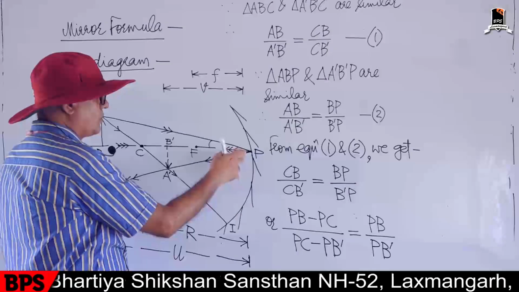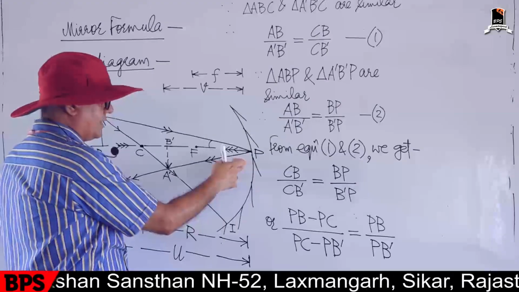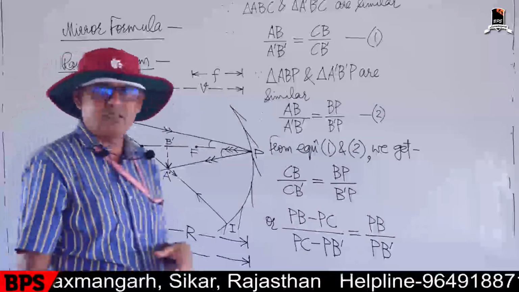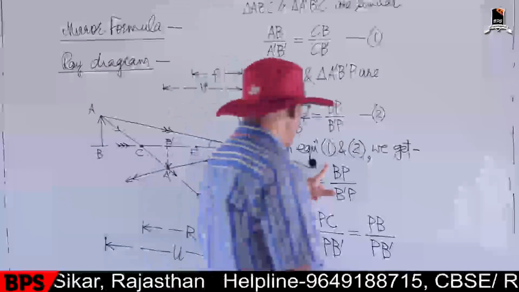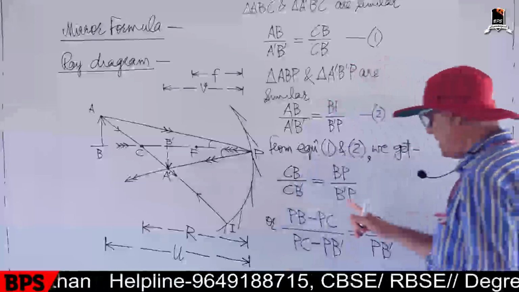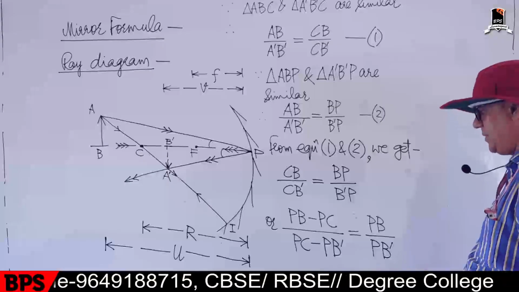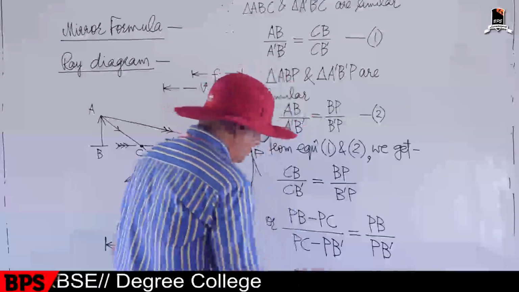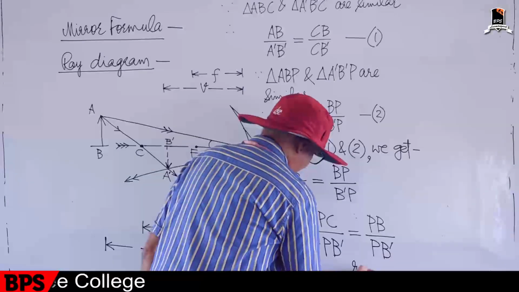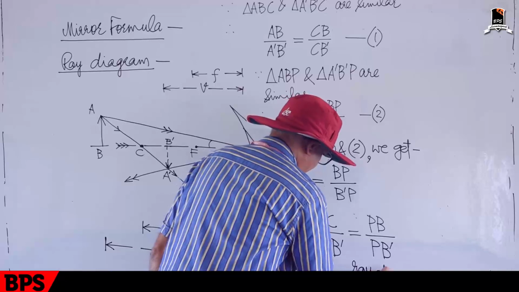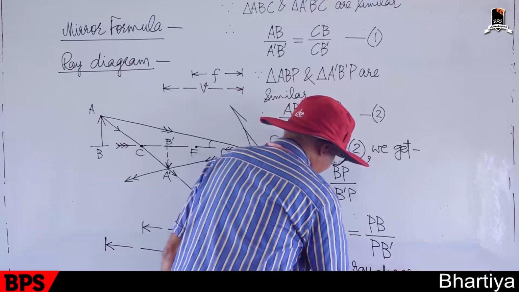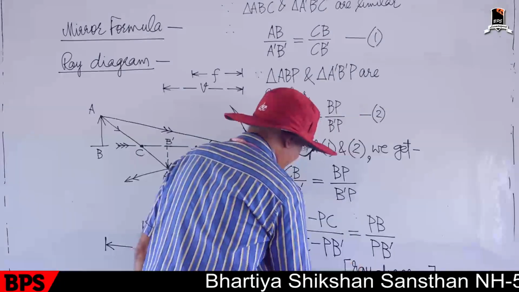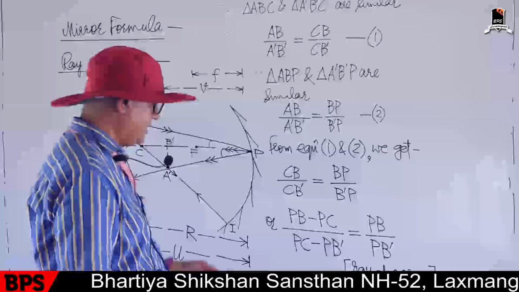pole, so pole point is the first point and the second point is the destination point. So we are writing this BP as PB and B dash P as PB dash. This equation is through the ray diagram. Through the ray diagram, you can write this equation.